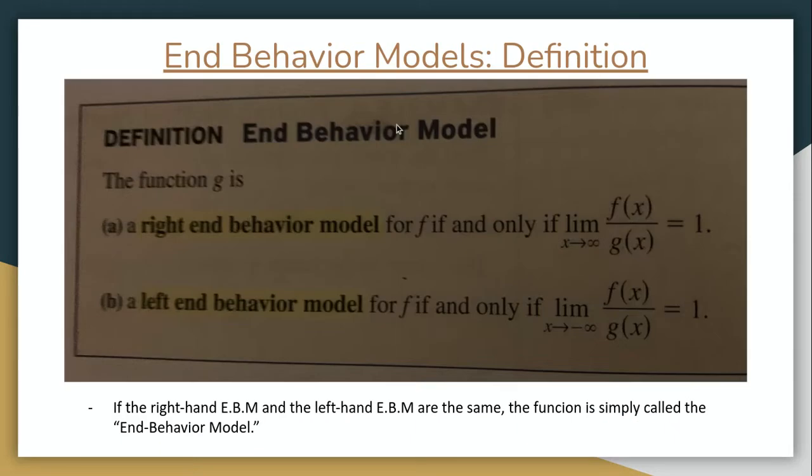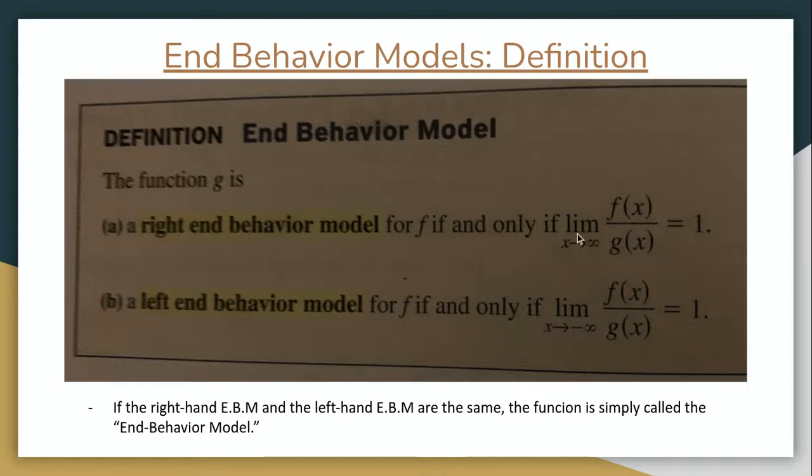With that, we can generalize our definition of end behavior models using the example we just used. If we have a function f, then another function g is an end behavior model if, when you take the limit as x goes to infinity of their ratio, it equals 1. And there are two kinds of end behavior models: a right end behavior model and a left end behavior model. We use different limits to describe them, and I'll explain why in just a second.